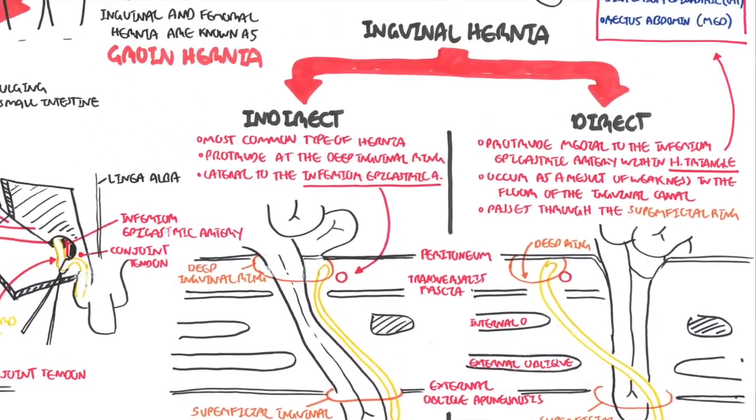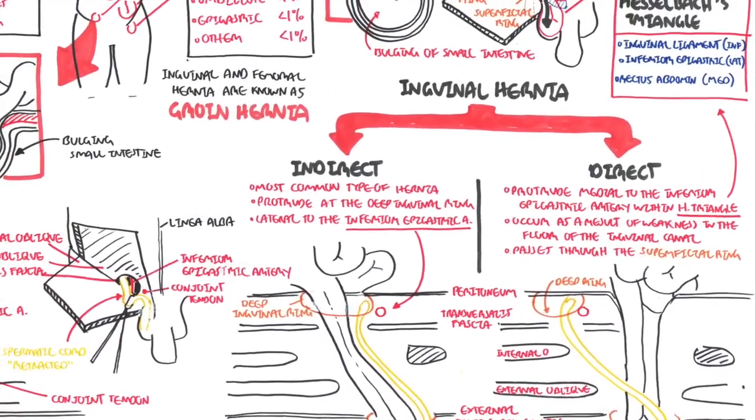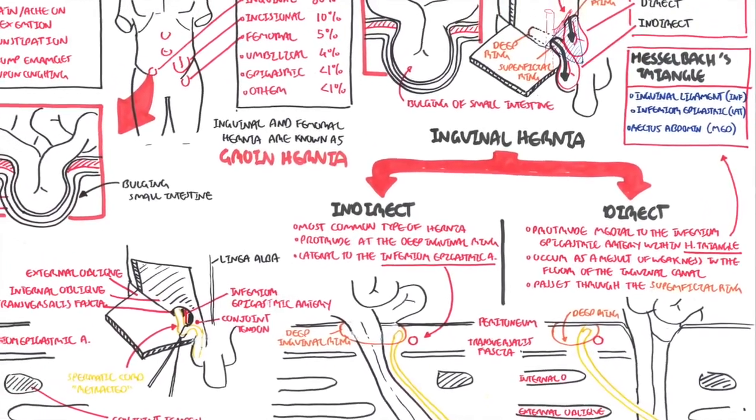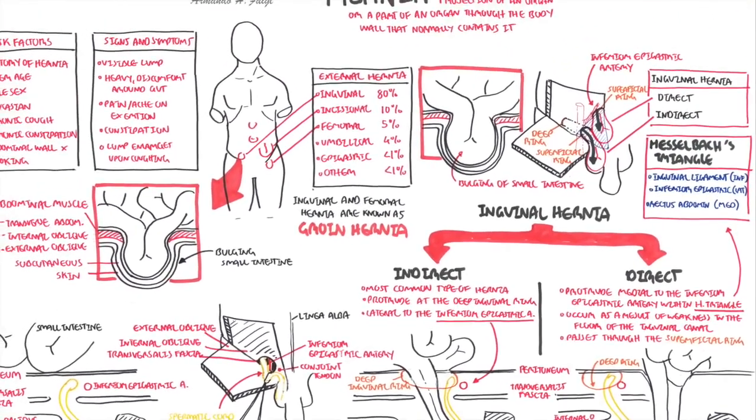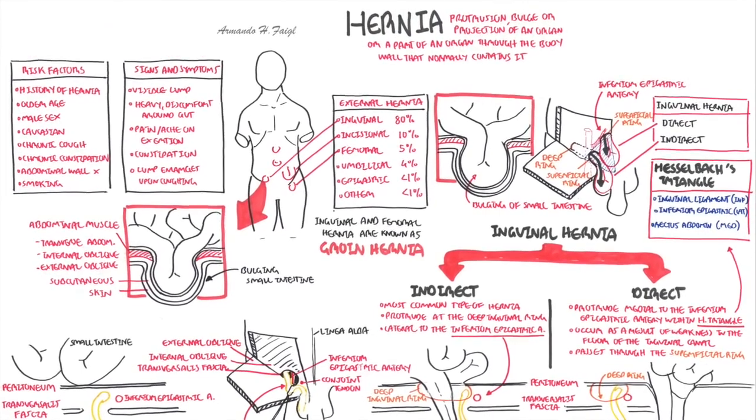So again, the direct inguinal hernia occurs medial to the inferior epigastric, and the indirect inguinal hernia occurs laterally to the inferior epigastric. And I hope these diagrams made sense.